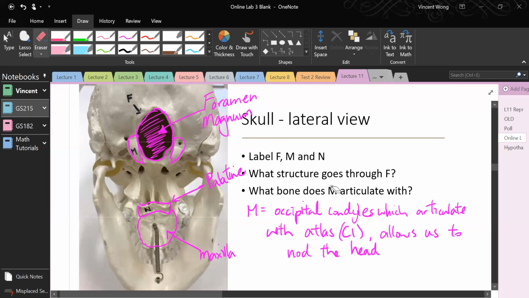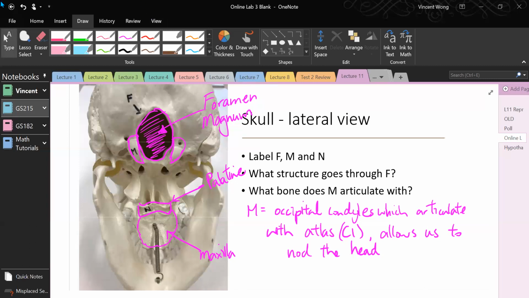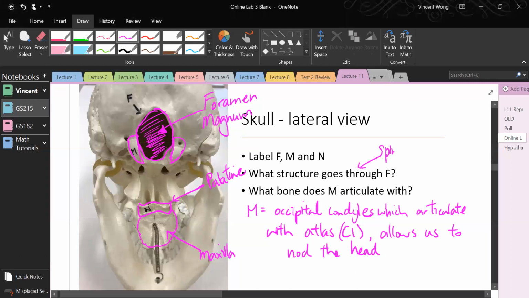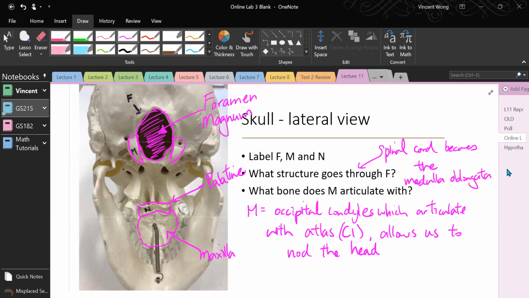What structure goes through F? If we are going on the way up, it will be the spinal cord going through the foramen magnum, which then becomes the medulla oblongata. Spinal cord goes in and becomes the medulla, the brainstem, right? Medulla oblongata. All right.